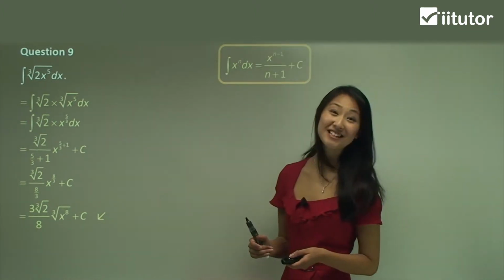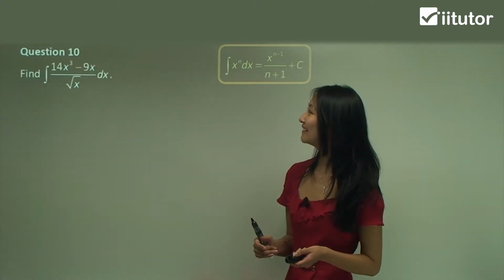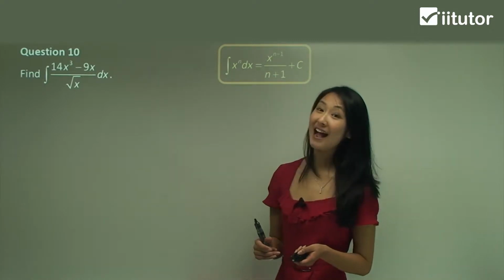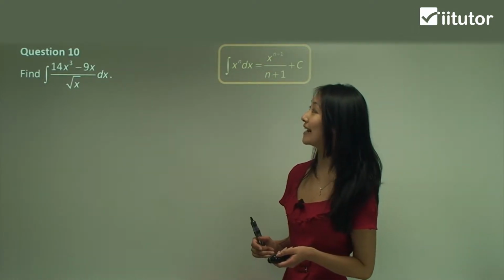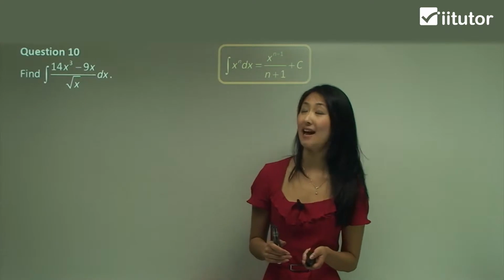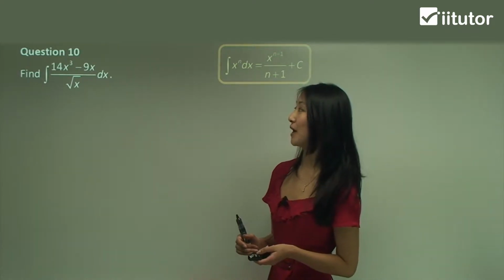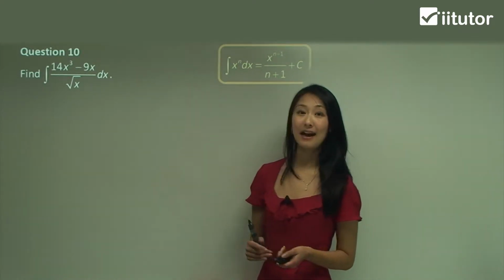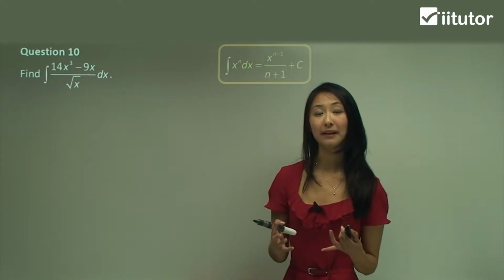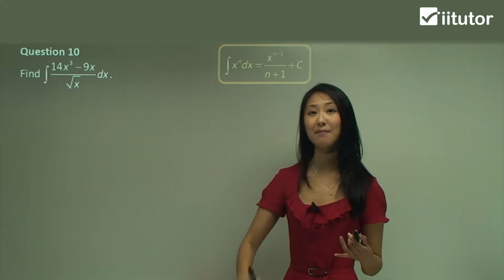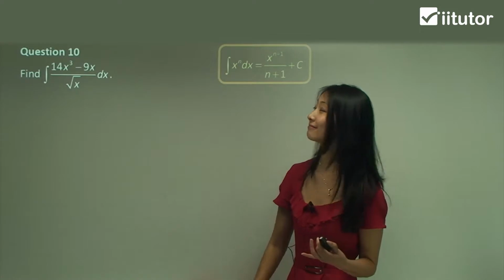Okay, let's go on to question 10 now. So, question 10, we want to find the integration of 14x cubed minus 9x over the square root of x dx. Okay, so this is going to be a little bit complicated, but let's just work through it step by step and we can always get the answer from that.